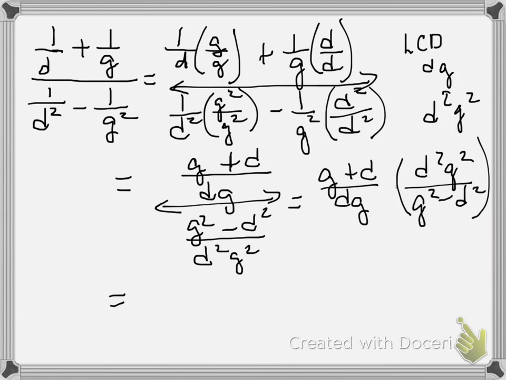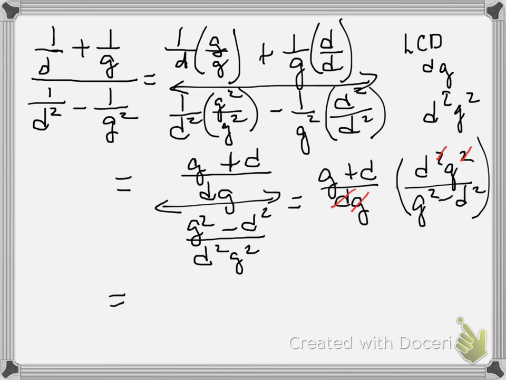Okay, let's do a little bit of simplifying. At this step, we can cancel the d factor, and that will remove one of the d's in d squared, and the g factor with one of the g's in g squared.